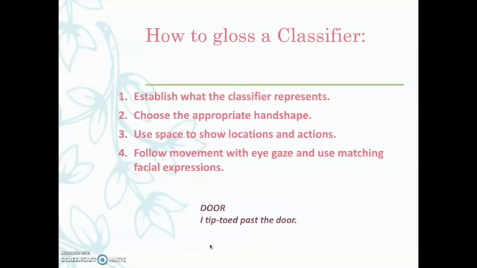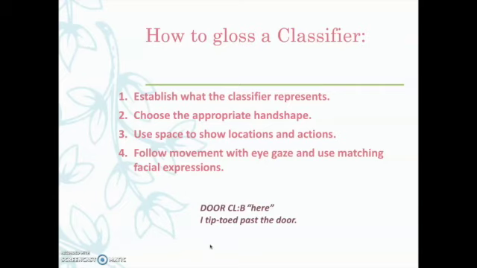So just like you have to do it when you sign it, when you gloss it, glossing is just writing down what you sign. So you need all 4 of these steps in your gloss as well. Okay, so if you have the sentence, I tiptoed past the door, right? You have to set up the door first. That's step 1. Then you choose the appropriate hand shape, which would be I'm using a classifier, CL colon, and then you use the right hand shape. In this case, it would be a B because a door is a flat surface. Okay, and then in that case, we're using space to show locations and actions. This one shows the location, where the door is.